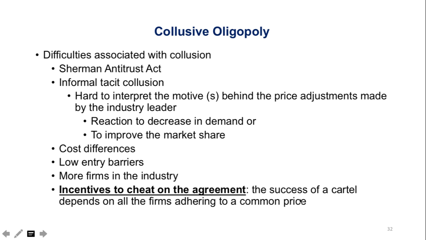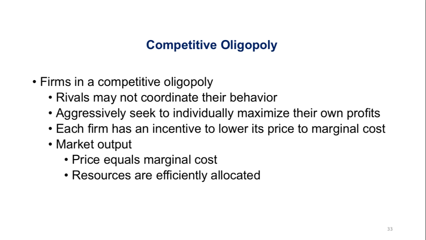And remember, the success of the cartel in the oligopoly depends on all the firms adhering to the common price. If they don't agree on the common price and they lower their price because they have a big market share, the other firms will lose the market to the firm that lowered the prices. So the second type of oligopoly is the competitive oligopoly.